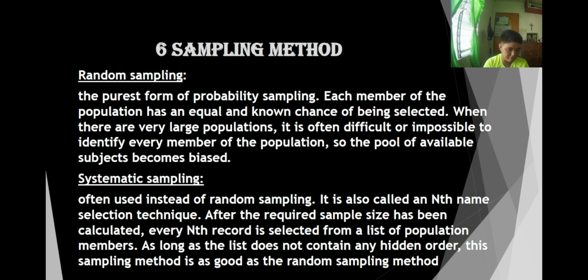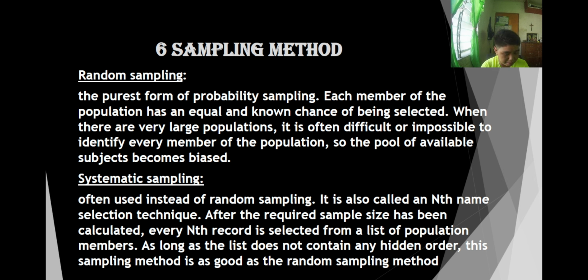So here are the 6 sampling methods. The first sampling method is random sampling. Random sampling is the purest form of probability sampling. Each member of the population has an equal and known chance of being selected. When there are very large populations, it is often difficult or impossible to identify every member of the population, so the pool of available subjects becomes biased.